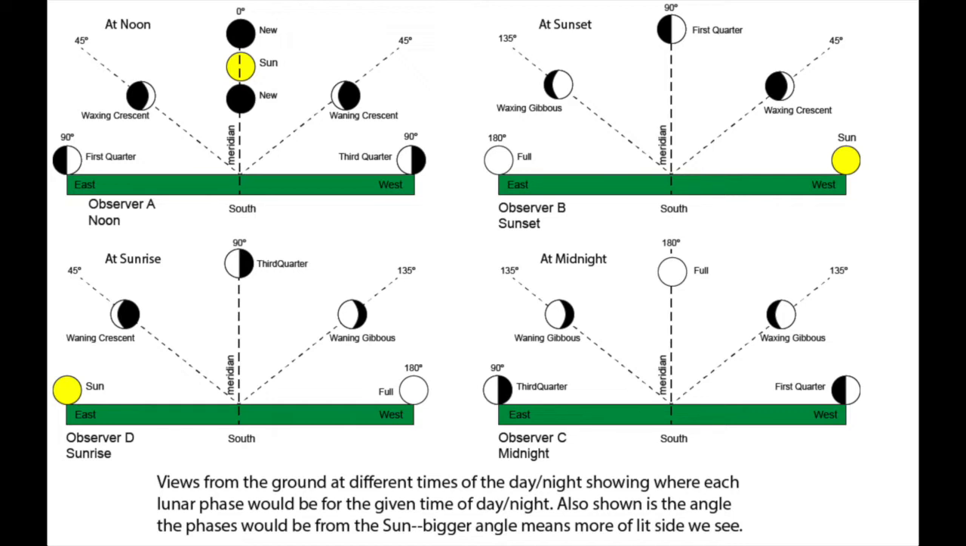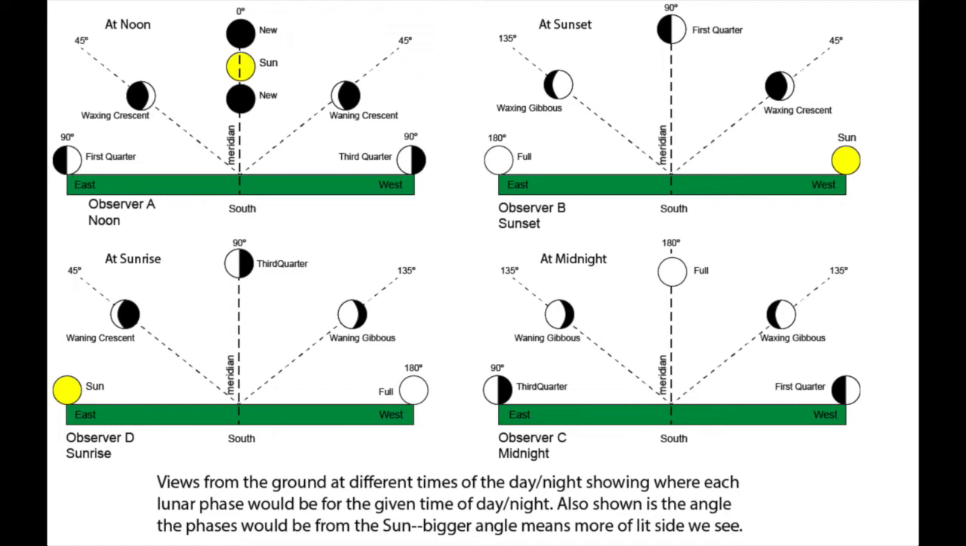At noon, observer A sees the sun on the meridian. The new moon is when the moon is nearly lined up with the sun. Usually the new moon is above or below the Earth-Sun line, so we do not have a solar eclipse at every new moon. Again, none of these pictures are at true scale.